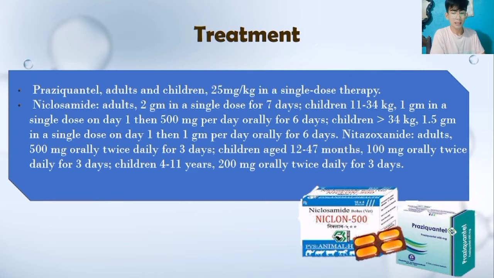Nitazoxanide, adults 500 milligrams orally twice daily for 3 days. Children 12 to 47 months should have 100 milligrams orally twice daily for 3 days. Children 4 to 11 years old should have 200 milligrams orally twice daily for 3 days.